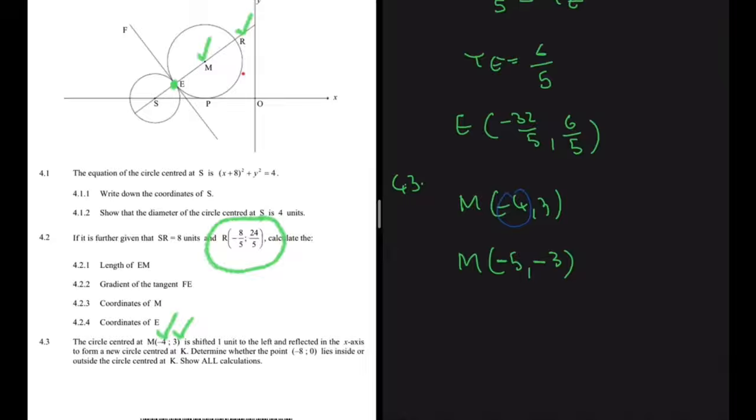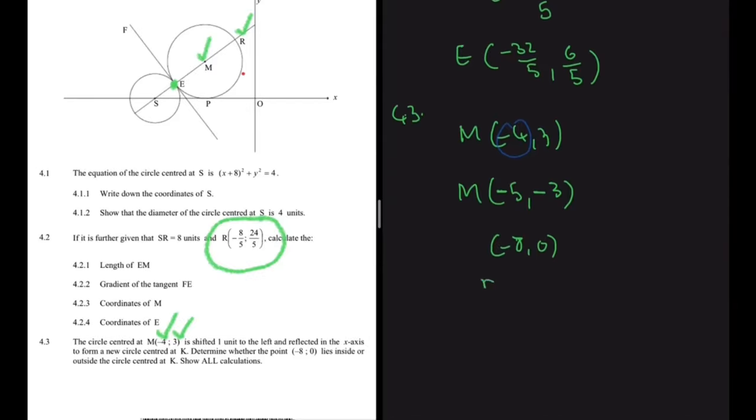The question is asking us, determine whether the point minus 8 and 0 lies inside or outside the circle centered at K. Show all calculations. So we've shifted the circle, right? We haven't changed the radius and everything. So the radius of our circle is still equal to 3, right? So when we calculate, let's name this point L. When we calculate the distance of ML, right? M is our new center, right?